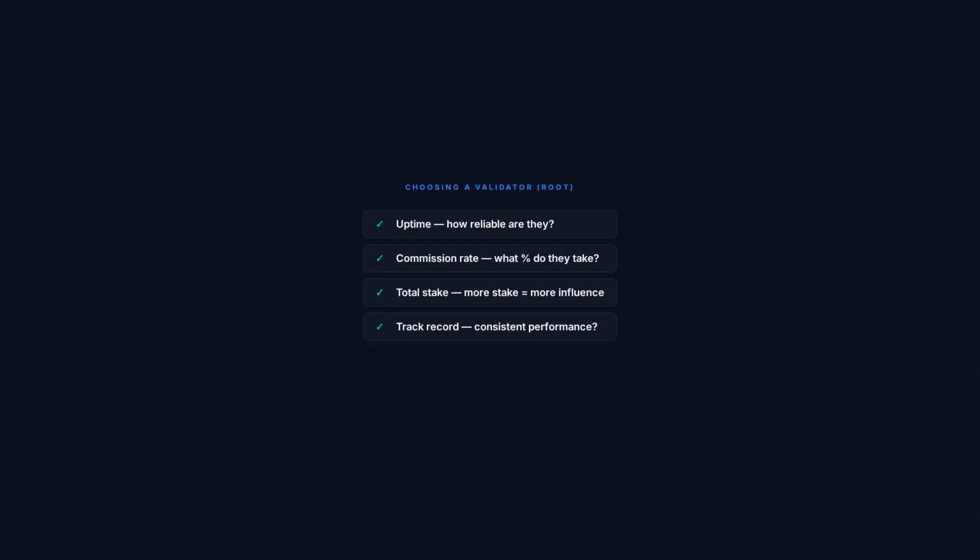How to choose a validator for root staking? Look at their uptime, commission rate, total stake, and track record. Validators with more stake generally have more influence on consensus, but may offer lower yields due to dilution. Smaller validators can offer higher yields, but carry more risk.